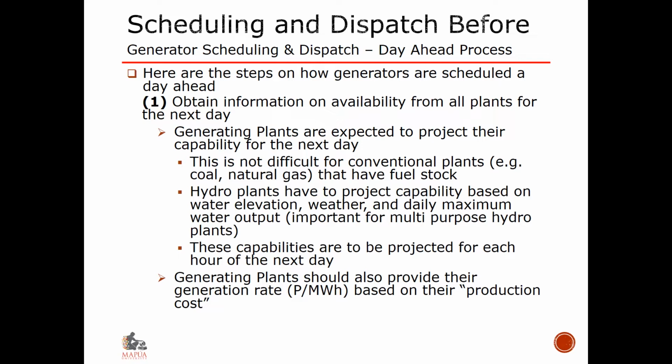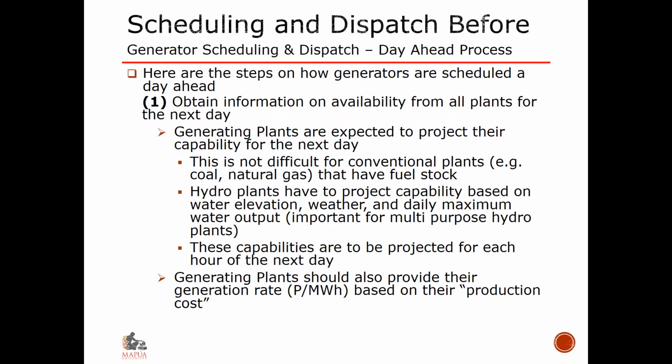Before, generator scheduling and dispatch involved the following steps. First, generators had to inform their availability for the next day. They are expected to project their capability, which is not that difficult for conventional plants such as coal and natural gas because they have fuel stock. So they really know what their capacities would be the next day.